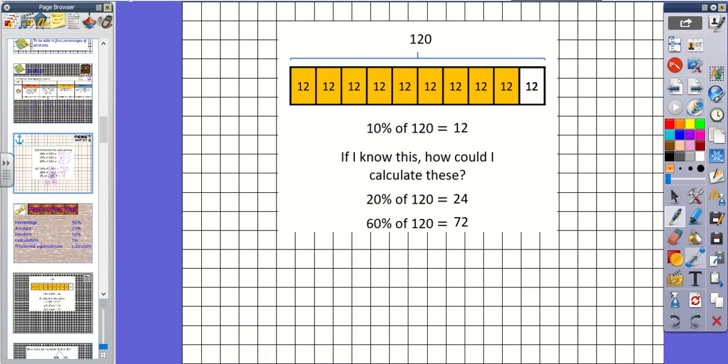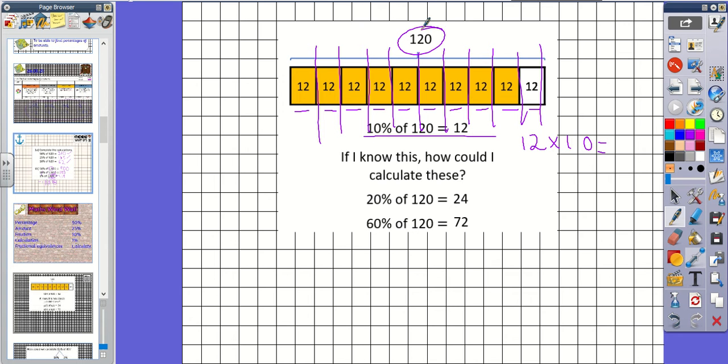So I can see that 10% of 120 is 12. So we have got 1, 2, 3, 4, 5, 6, 7, 8, 9, 10. Okay, we've got 10 parts and each part is worth 12. So 12 times 10 equals 120. Okay, so to find 10% of 120, we have split up our bar model into 10 parts. We have divided by 10 because that links to 10%. So if I know this, how could I calculate these?